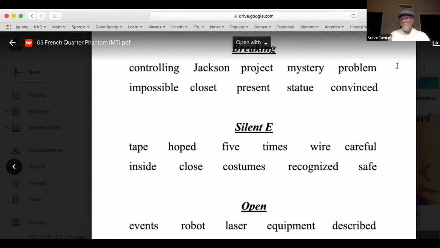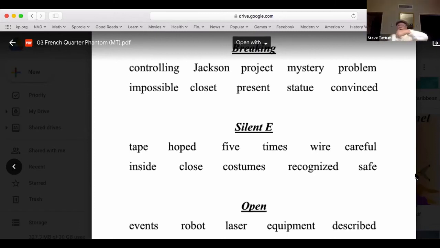Project. Mystery. Jackson. Problem. Controlling. All right. Tell me the word that means something that you're trying to solve that you're not sure of the answer. Mystery. Oops. All right. That's all right. You can swing under. The one where you're basically taking over and doing everything. What are you doing? Controlling. Good.